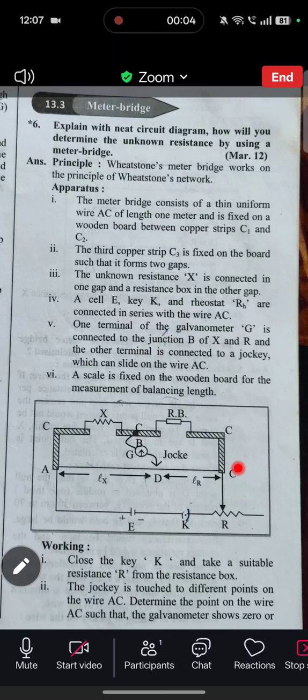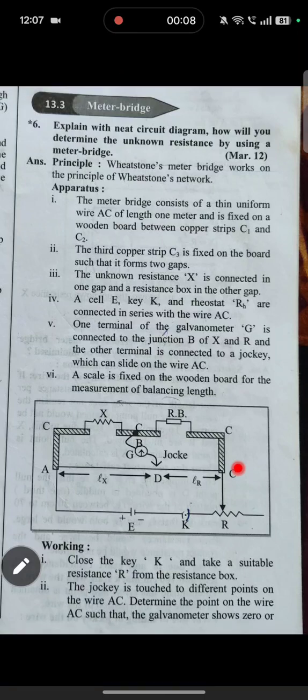Hello, today I am teaching the current electricity chapter. The current electricity chapter is very important, related with theory and practicals. The weightage of this chapter is 5 to 6 marks. So a very important topic from this chapter is the meter bridge experiment.